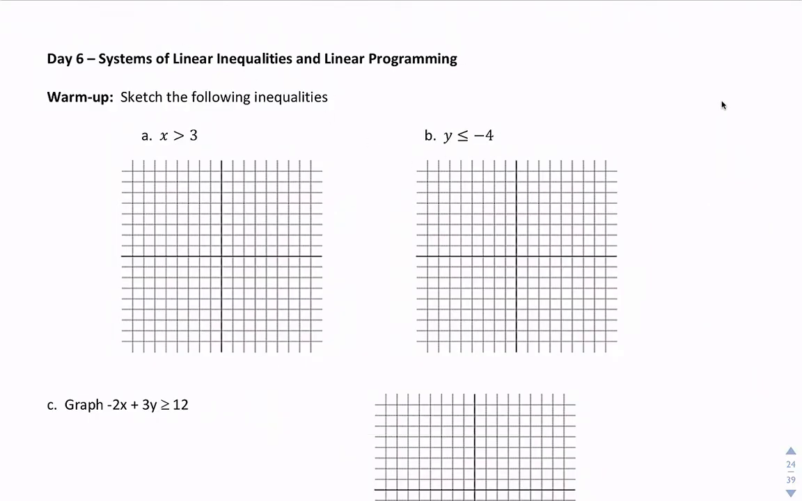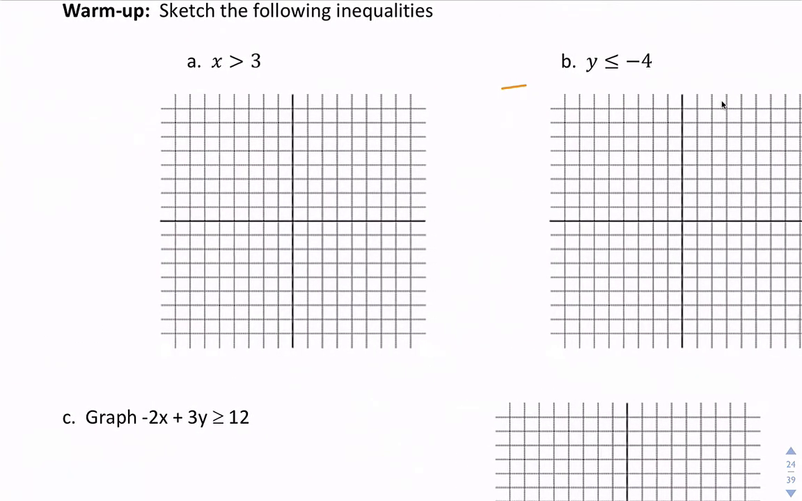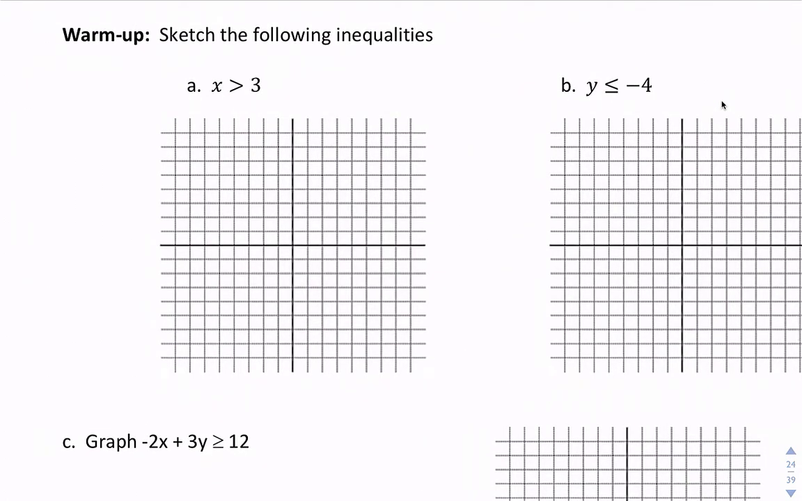Today we're going to look at linear inequalities, systems of them, and we're going to start the linear programming part of our chapter. So review, sketch the following inequalities. If you remember, when x is greater than 3, this will be a vertical line because all along a vertical line x is equal to 3. And since there's not an equal sign, it will be dashed.